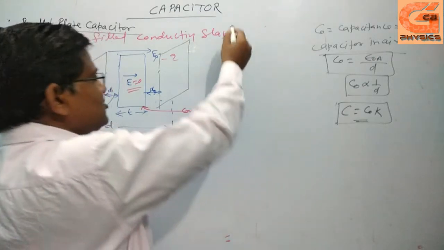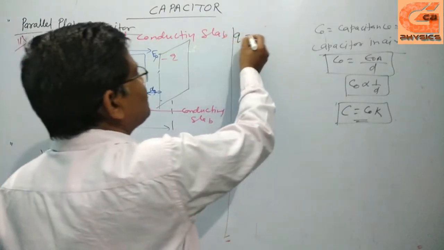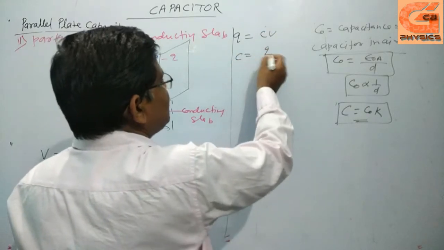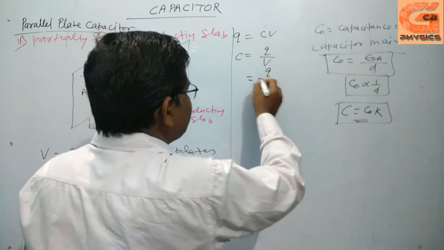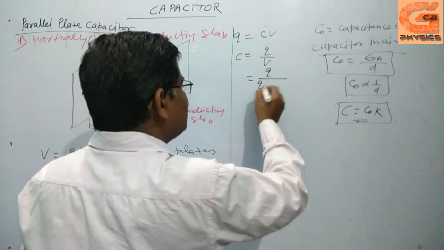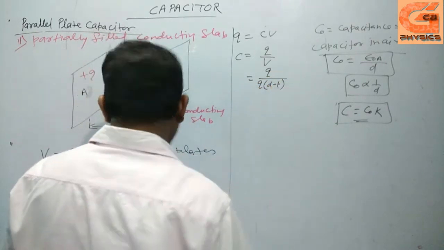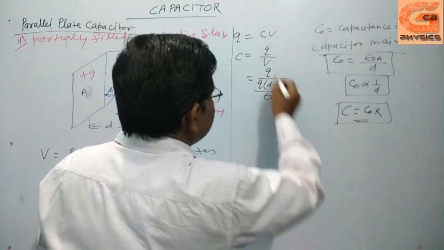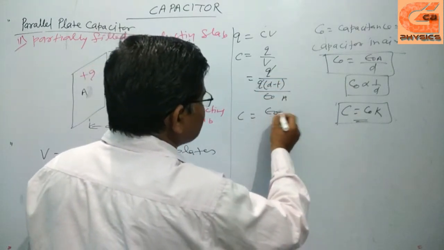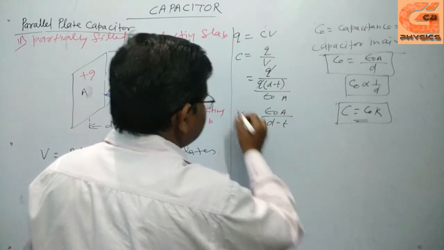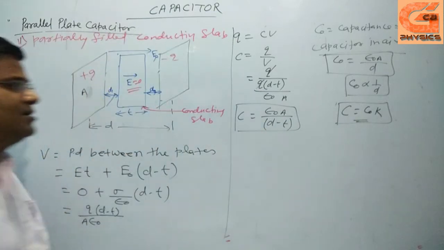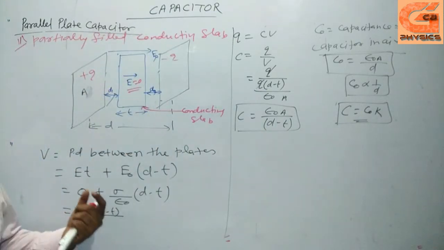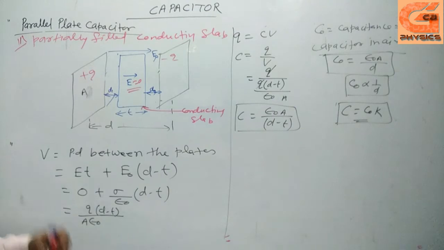From the relation Q equal to CV, C equal to Q by V, then the value is Q into (D minus T) by epsilon naught A. Q cancels, then C equal to epsilon naught A by (D minus T). This is the capacitance of the capacitor when a conducting slab is placed between the two plates.